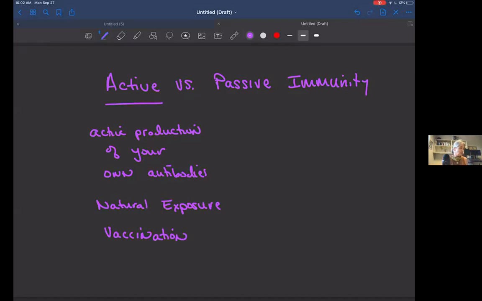Okay. So this means that you develop memory B cells when you get a vaccination, just like when you get naturally exposed to the virus. So passive immunity has to do with passively receiving antibodies from another source.